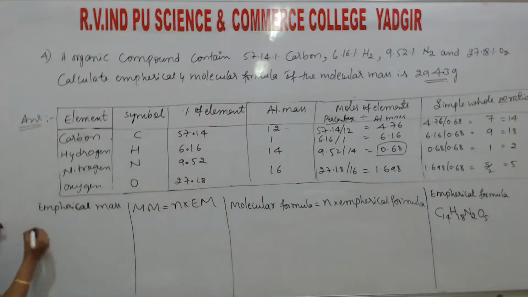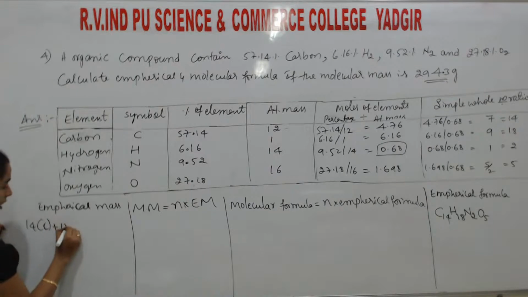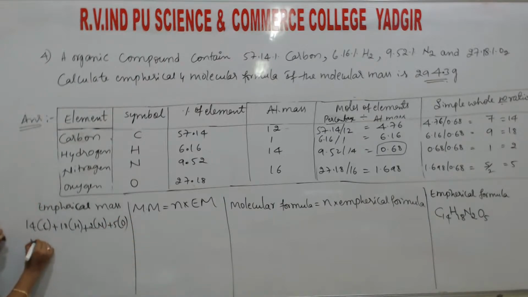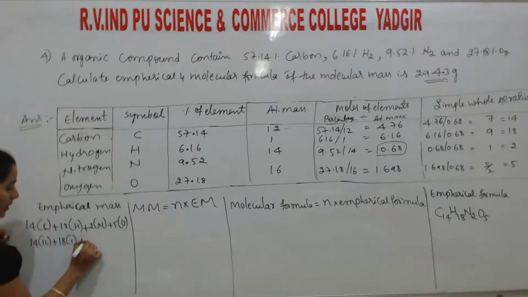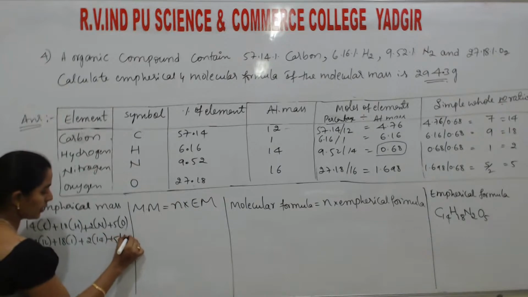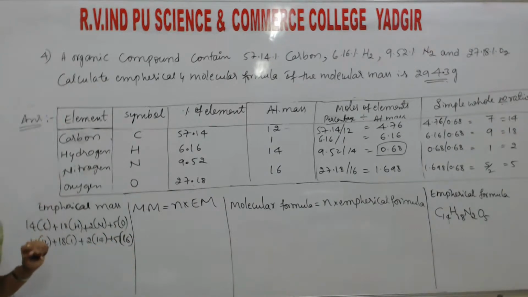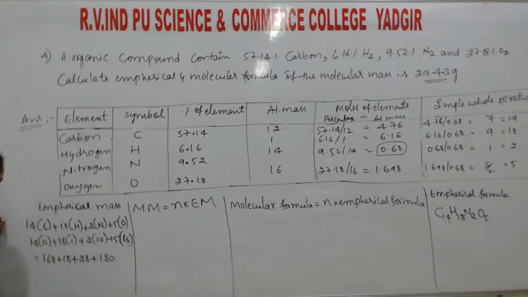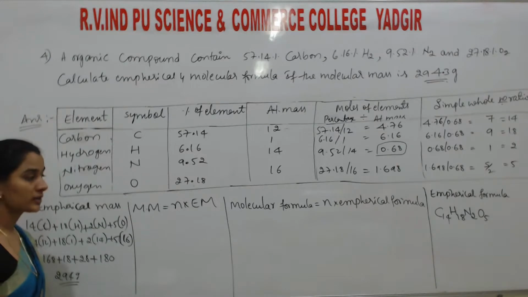Understand? Next, calculate the empirical mass. That is 14 into carbon plus 18 into hydrogen plus 2 into nitrogen plus 5 into oxygen. That is 14 into 12 plus 18 into 1 plus 2 into 14 plus 5 into 16. Then you will get 12 into 14 is 168, plus 18, plus 28, plus 80. Then you will get approximately 294 grams. This is the empirical mass.